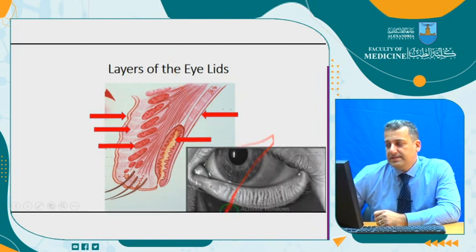If you look here, this is the meibomian gland. You can see the lower lid is everted downward, and you can see the meibomian glands are oriented vertically on the lower lid as we see here.